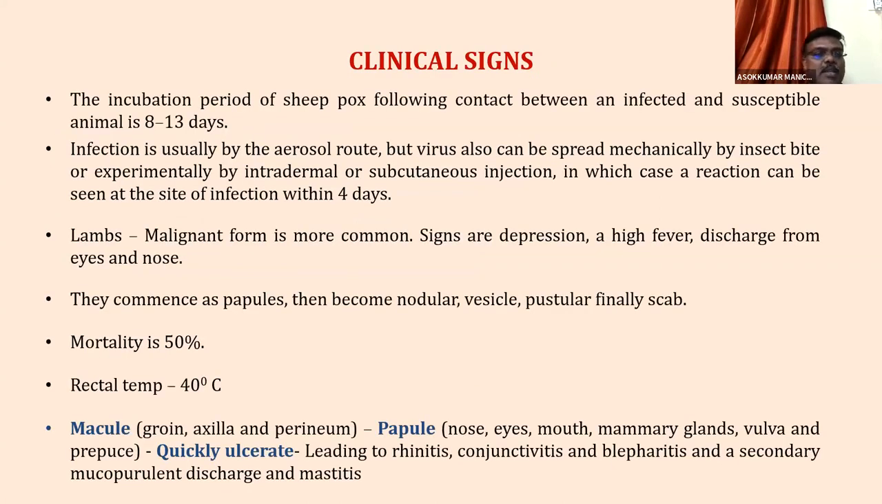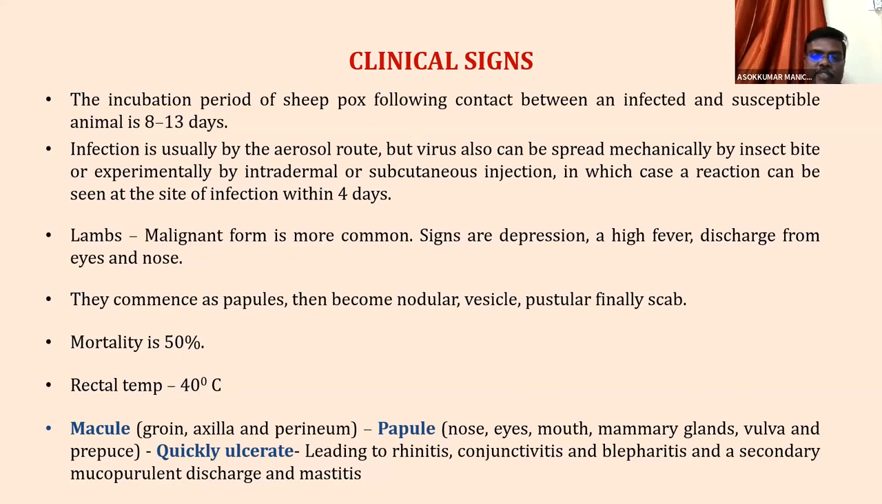When you see the clinical signs, generally the incubation period of sheeppox following contact between the infected and susceptible animal is almost in the range of 8 to 13 days. The infection is usually by the aerosol route, but the virus can also be spread mechanically by insect bite, or experimentally by intradermal or subcutaneous injections, in which case the reaction can be seen at the site of infection within 4 days. Sometimes even unknowingly, if people vaccinate animals using a single syringe, holding the animals again and again without gloves, there is still a chance to spread the virus to the susceptible stock.